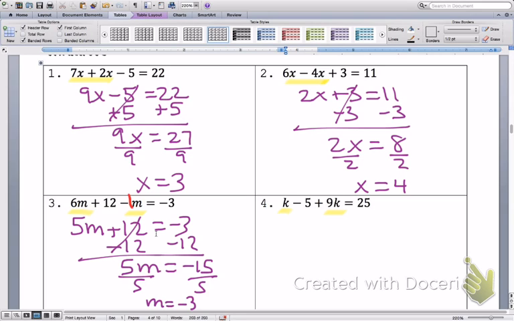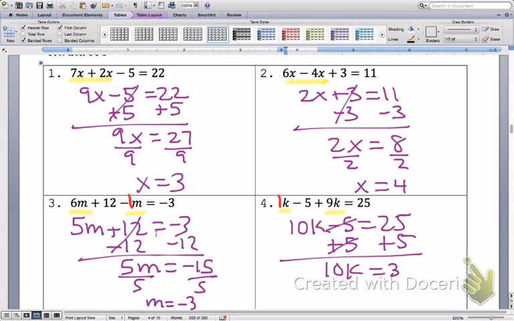We have that invisible 1 again here. 1 plus 9 is 10k. Minus 5 equals 25. Again, we're going to add, divide here. We have 10k equals 30. And divide by 10, we get 3 as our final answer.